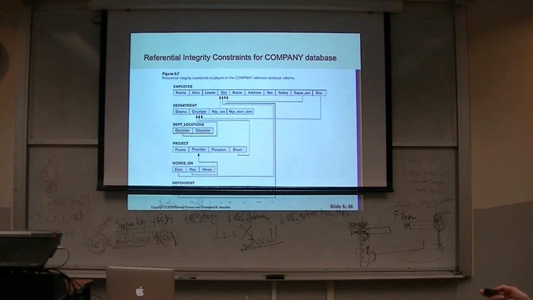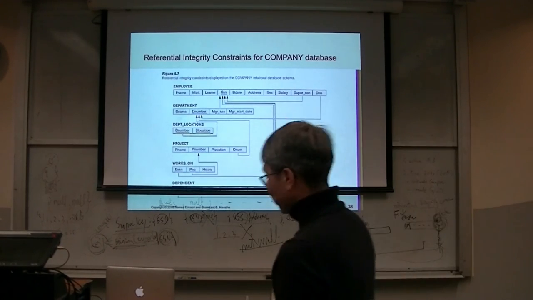Super employee supervises another employee. And what else? This D number, D location: the D number in D location should exist in the department. Project D number is in the D number. And the works-on P number is here. Employee SSN is in the SSN of the manager, also SSN in employee. This is a dependent. ESSN should exist here. So you need to find this one.